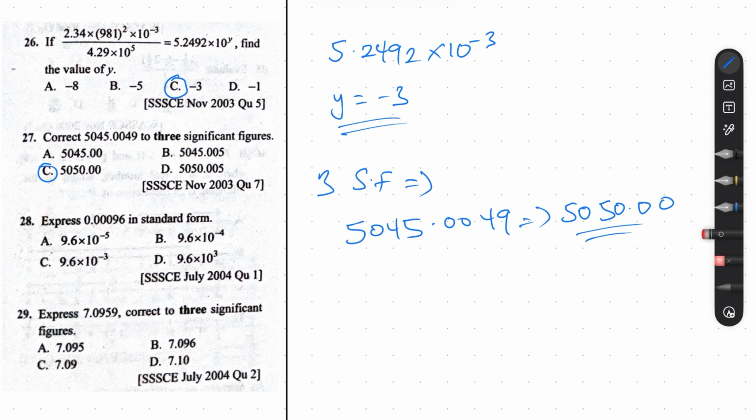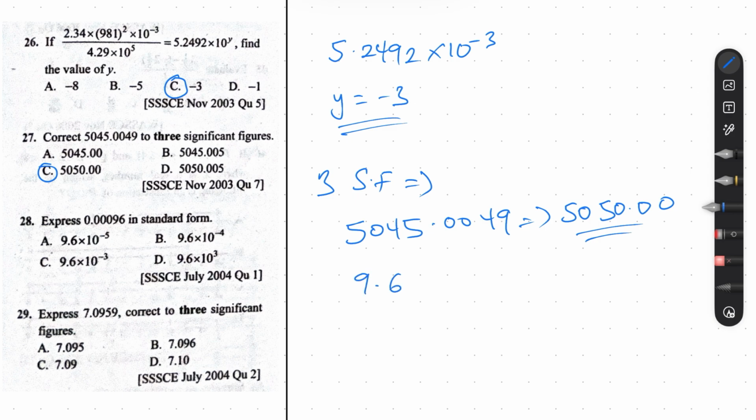It says express 0.0096 in standard form. We've already done this several times, so we're not wasting a lot of time on this. So how do you do that? You just move the decimal point to the first significant figure, which is 9 right here. How many times do we move the decimal point? 1, 2, 3, 4. So we're going to have 9.6.